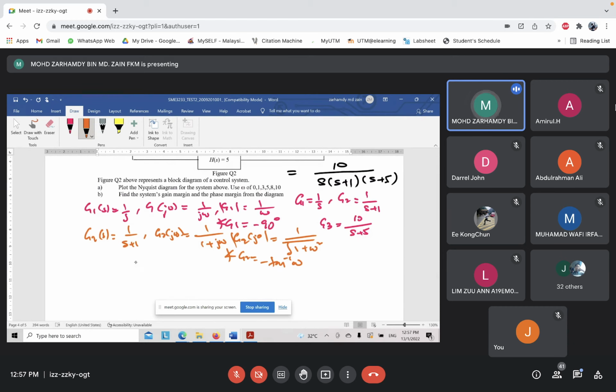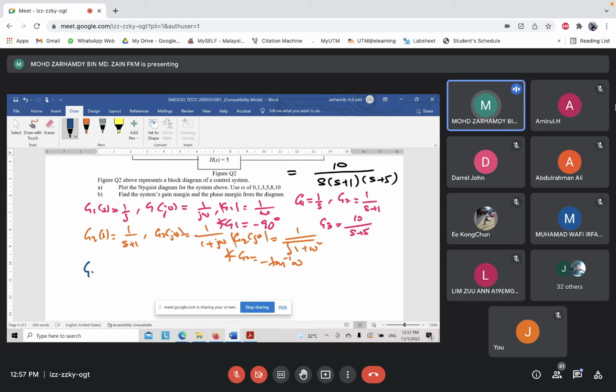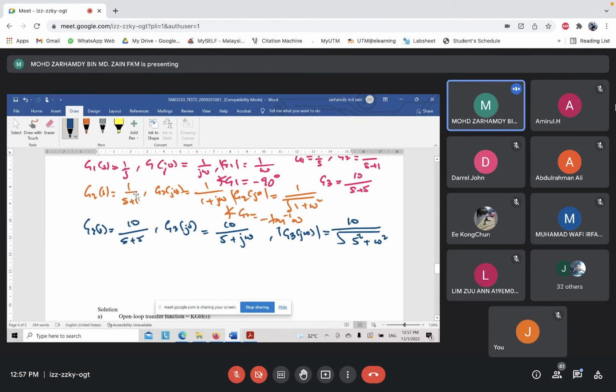So now we have G3. Okay, G3. We have G3 of S is 10. You can also use direct if you want. So we have G3. If you don't want to make this first order, you can straight away get 1 plus J omega. So we have gain of G3. Boleh, tak ada masalah. You will get 10 root of pi square omega square pun boleh.